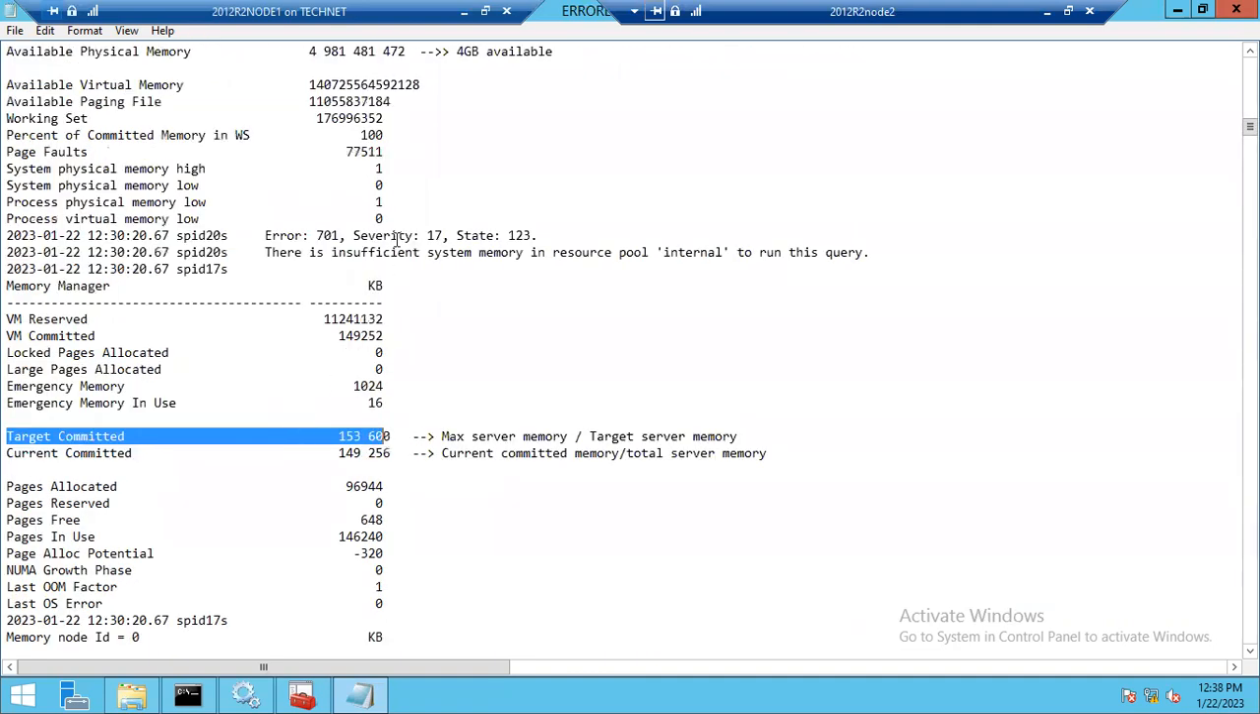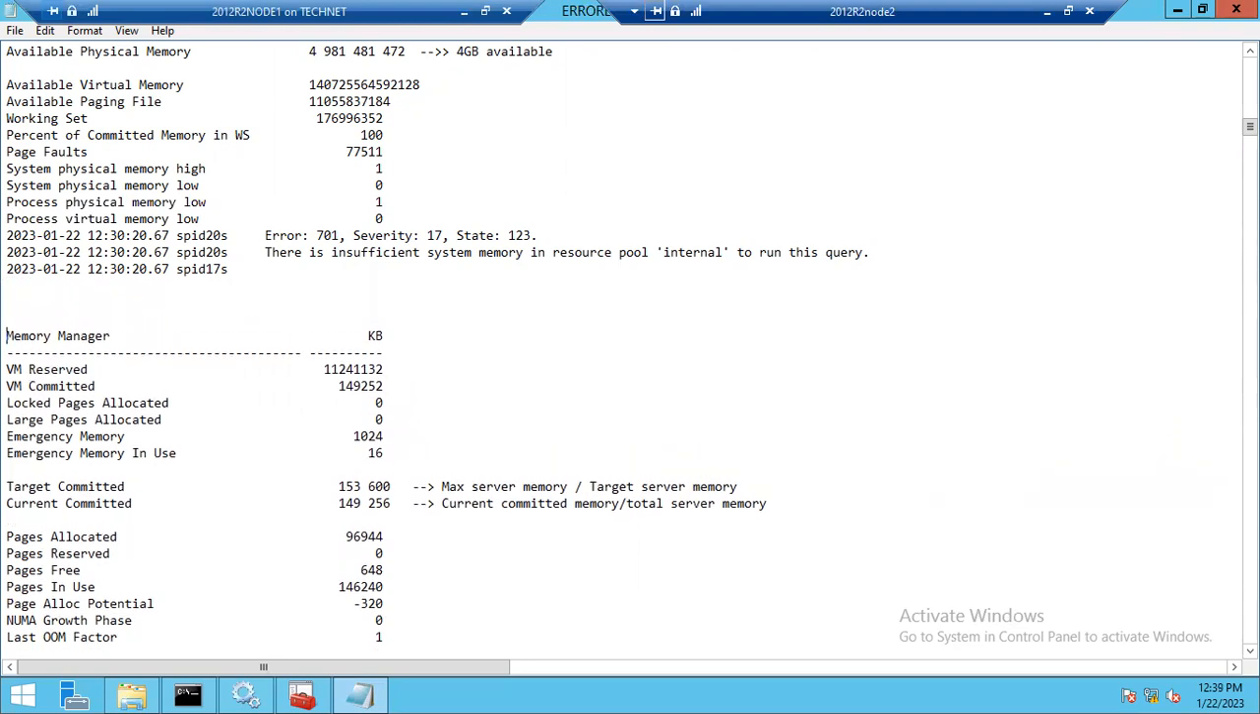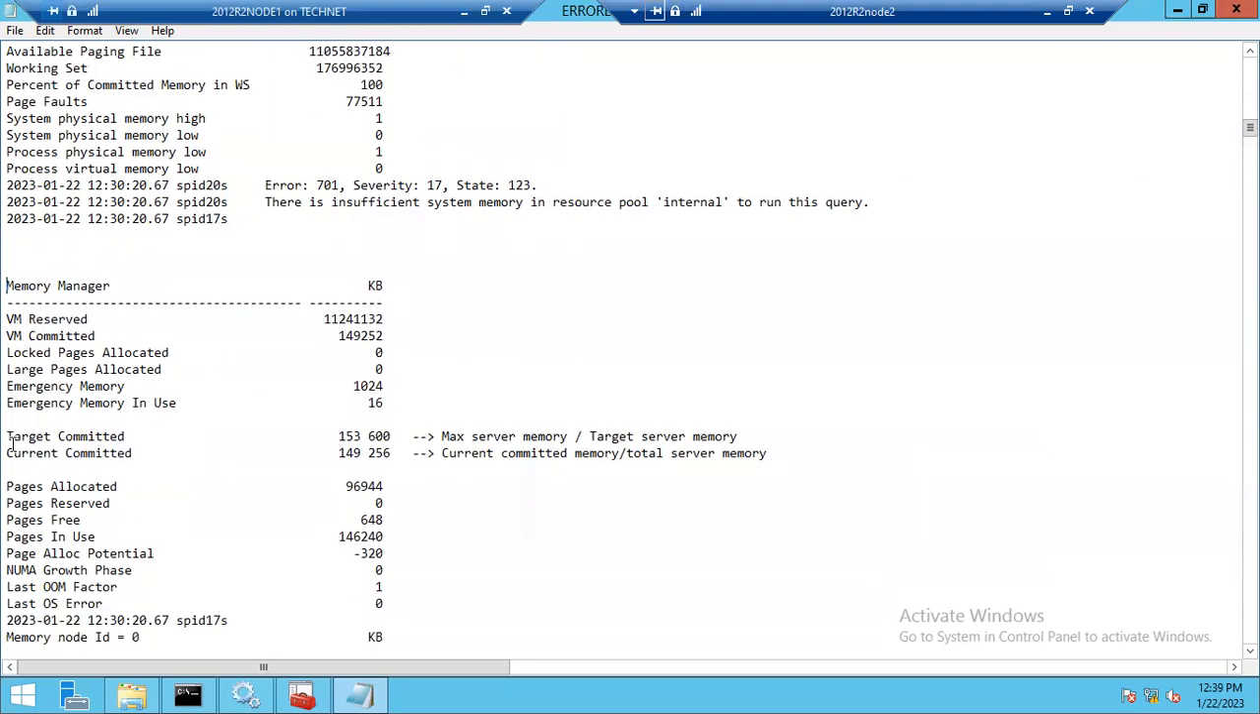That is where we have it here, right? Process memory is low. So now we jump into the individual process. That is where it starts from the memory manager to identify how much memory we allocated for this process. This is where the target committed comes in.